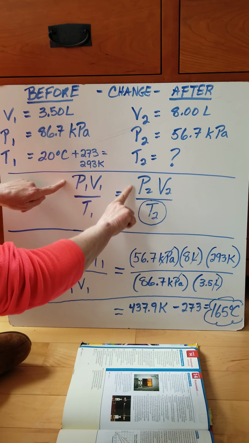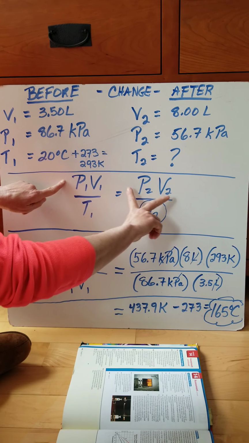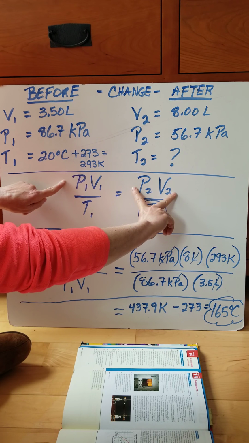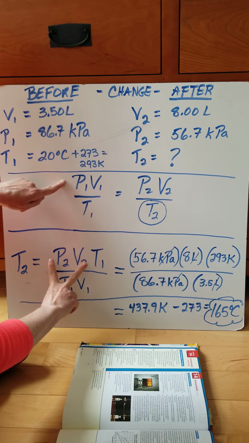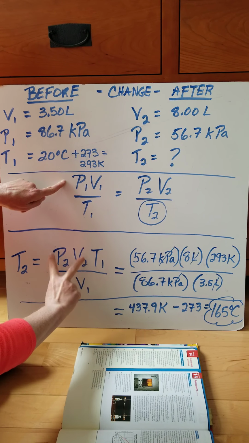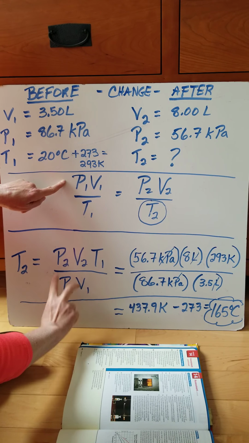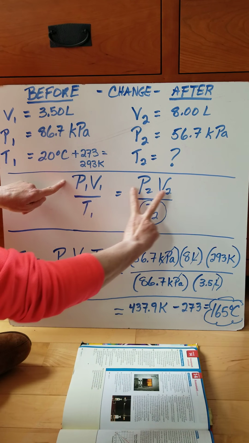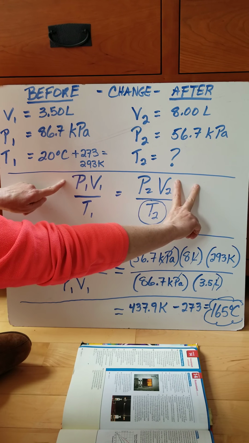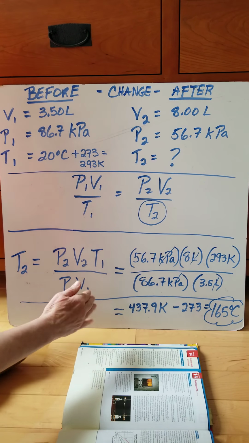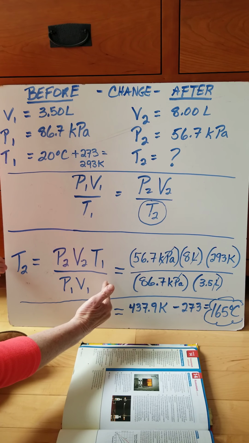Notice I'm leaving this here. Our T2 is here. Our P2, V2 is already on the other side of the equation, so I just put it on the other side of the equation. My P1, V1 go down here. They end up here. In my T1, I move diagonally across the equal sign next to my P2 and V2. And now we have our setup.